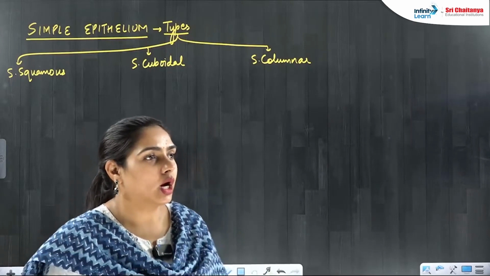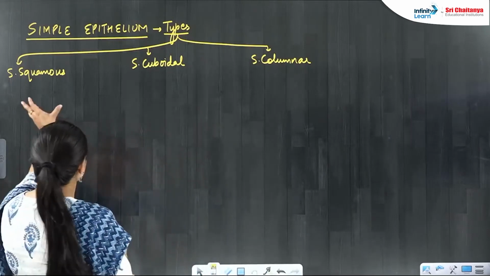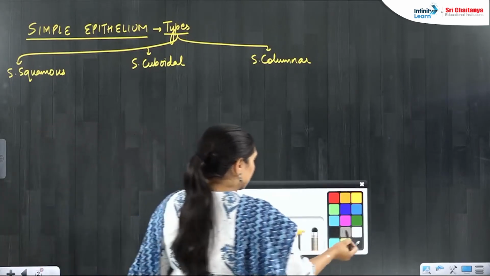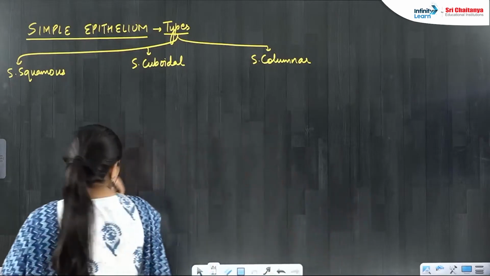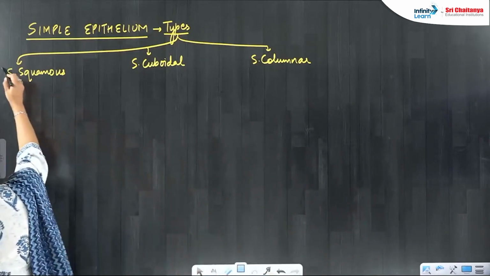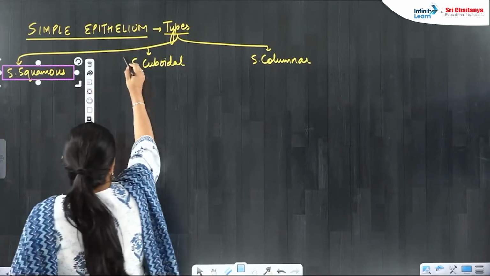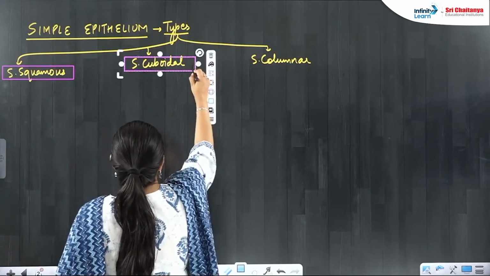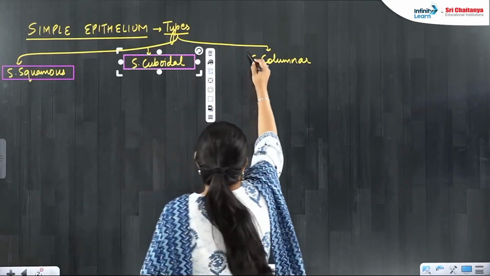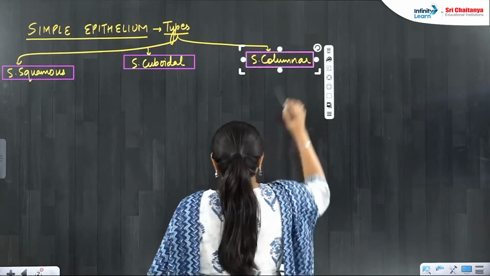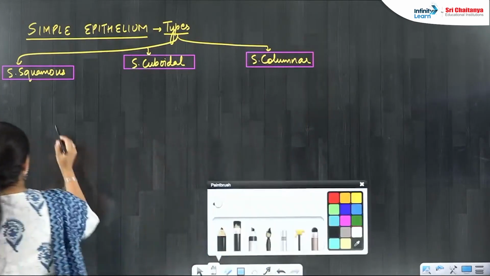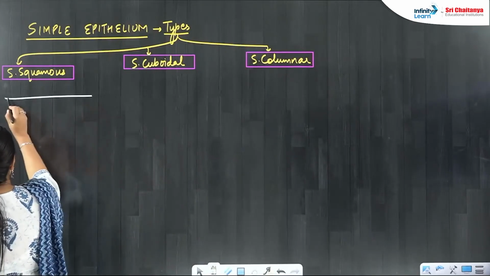Alright everyone? Now, simple squamous. Beta, in the squamous, the cells are very thin and flat, whereas in cuboidal, they are cube-like, and in columnar, they are cylinder-like. So squamous cells are like this.